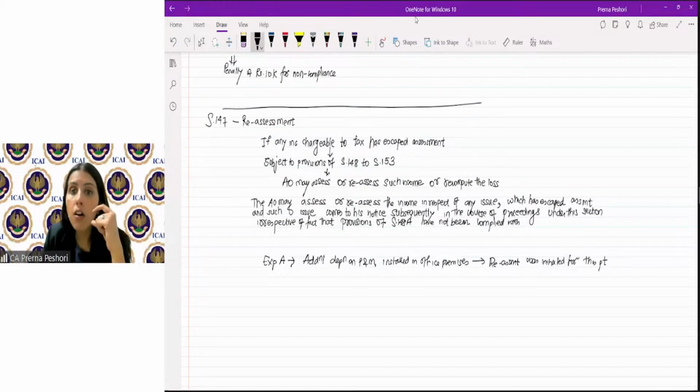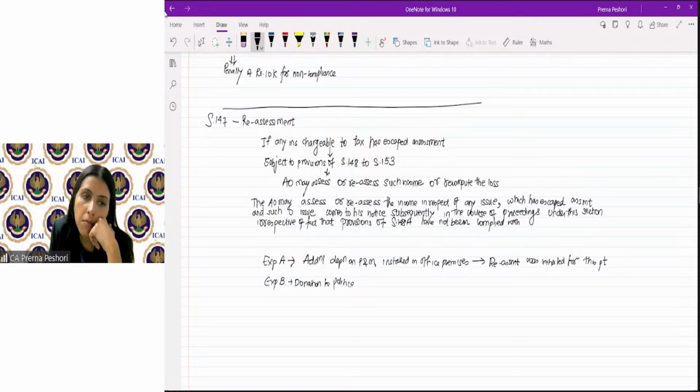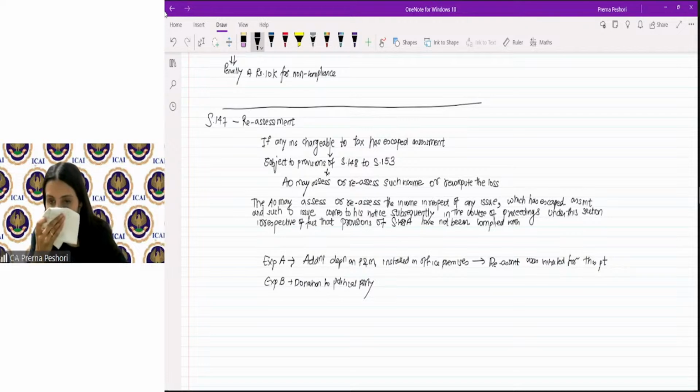Let's say any kind of expense which is donation. Let's say there is another expense B, donation to political party. Now, when the reassessment notice was issued, at that time, this particular expense was not identified by the AO.